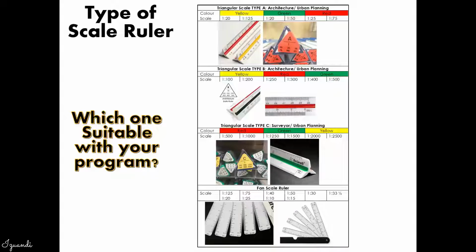Okay. The red color represents 1 to 500 and 1 to 1000, while the green side represents 1 to 1250 and 1 to 1500, while yellow represents 1 to 2000 and 1 to 2500. As you can see, there is a type C scale ruler. The scale is mentioned below, and the green side is used for 1 to 1500.